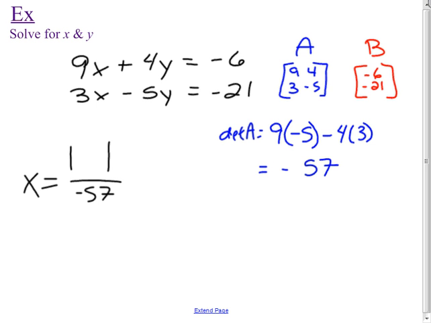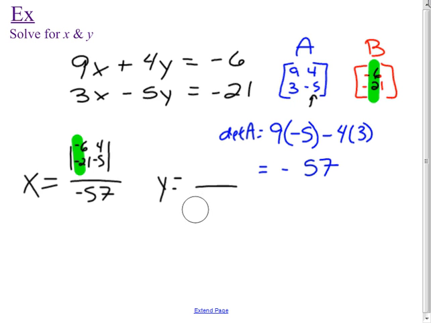On the top, oh, I lost my A and B matrix. So on the top, since I'm trying to find x, in the x column is going to be my answers. So my x column is negative 6, negative 21. My y column is my normal y column, which is 4 and negative 5. That's kind of squished together. Sorry about that.